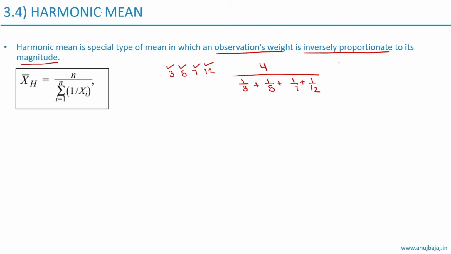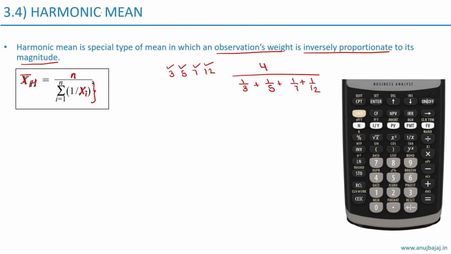Let us look at the formula. Harmonic mean is represented by x bar h, and it is equal to n, which is the number of observations, divided by the summation of the reciprocals of the observations. Each observation is represented by xi. 1 by x is the reciprocal, and the summation of the reciprocals of these observations is our denominator. Now let's see how we perform this entire function in our calculator.